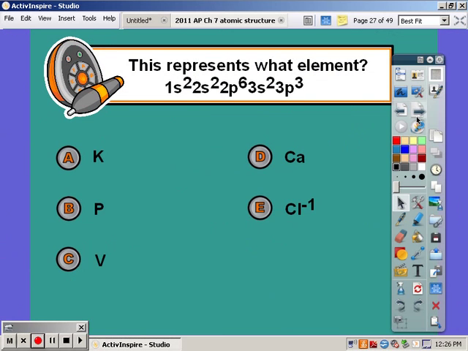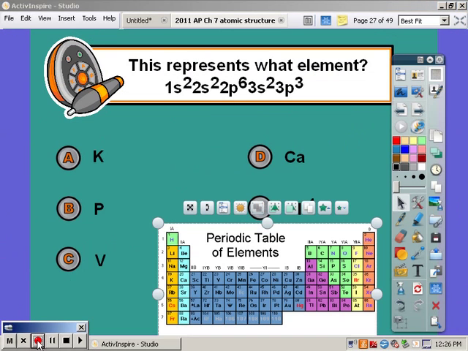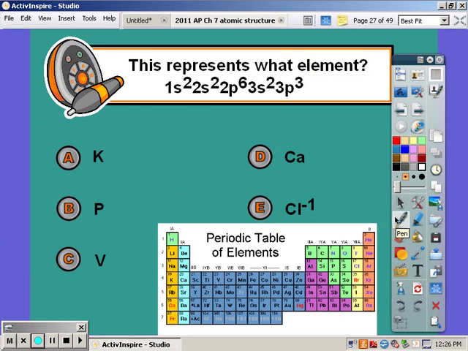Go ahead and pause the video and figure out what element this represents. So you can add up your electrons. You can also follow it 1s2, 2s2, 2p6, 3s2, 3p3 should be phosphorus.